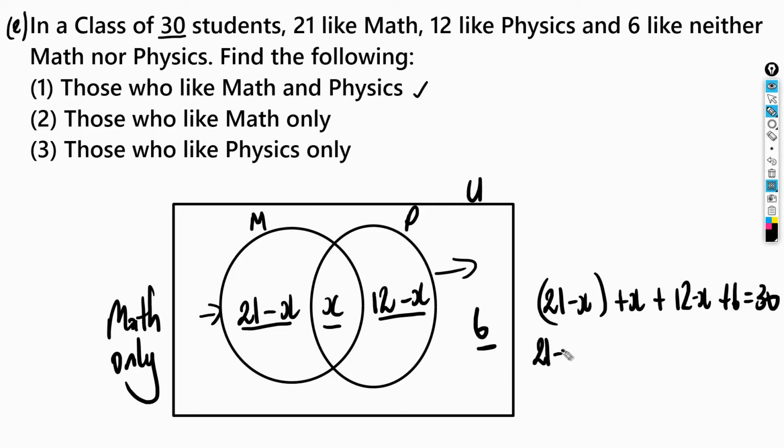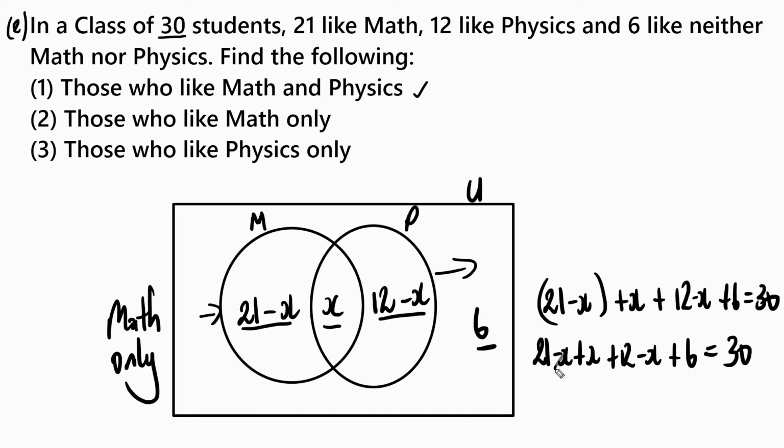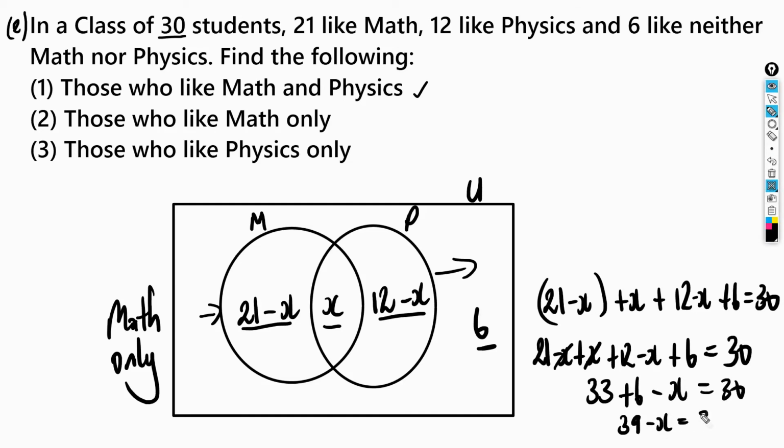So we're going to end up with 21 minus X plus 12 minus X plus 6 is equal to 30. Cool? So this X cancels this X, and we're going to end up with 12 plus 21, which is actually 33, plus 6 here, minus X is equal to 30. All right, then we're going to end up with 39 minus X is equal to 30. So if we carry the X over to the right side and 30 over to the left side, we're going to end up with X is equal to 39 minus 30, and X is going to be equal to 9.